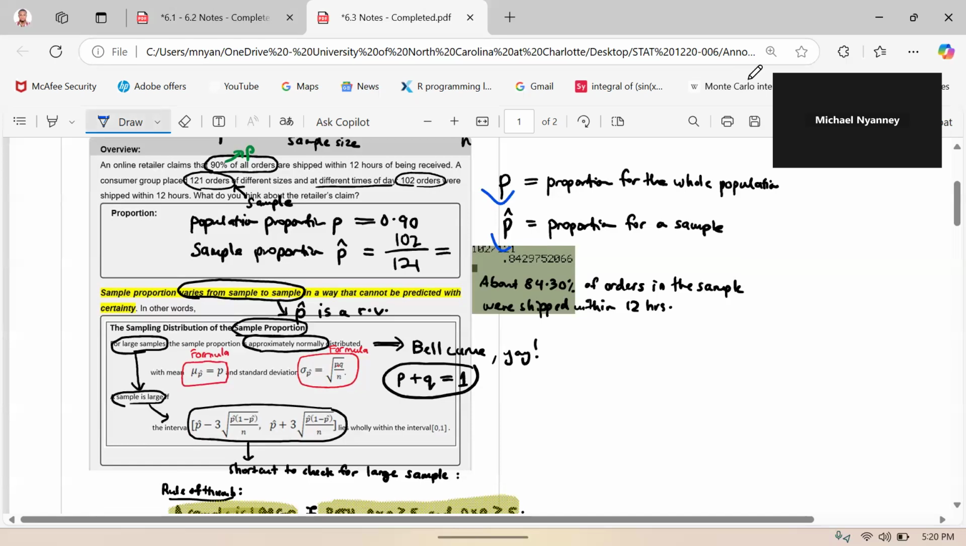When you view that in 6.1 and 6.2, you're going to see that. First of all, we want to know the mean. The mean is the same as the population proportion, and the standard deviation is the square root of p times q all over n. And what is q? We explained that q is equal to, okay, I think q should be here.